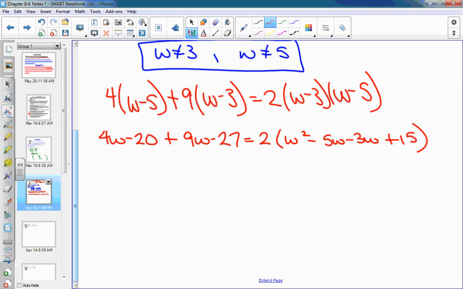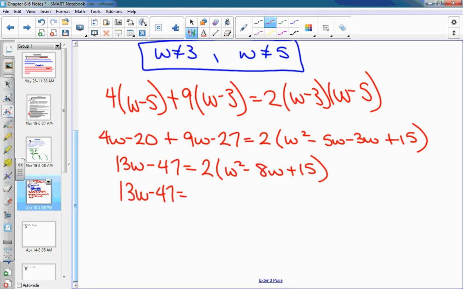Now I'm going to combine like terms on each side of the equation and then within the parentheses. So 4W and 9W gives you 13W. Negative 20 and negative 27 gives you? And then 2 parentheses, W squared minus 8W plus 15. And all I did was combine like terms. Now what should I do? Distribute. So this gives me 13W minus 47 is equal to 2W squared minus 16W plus 30.